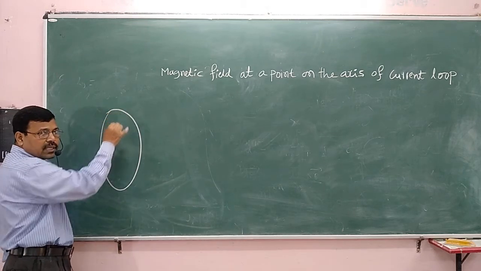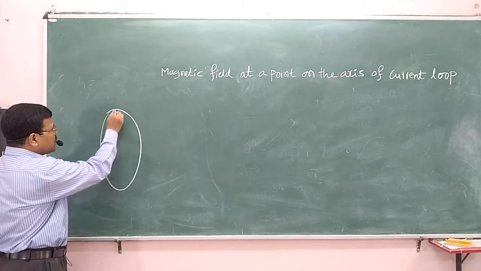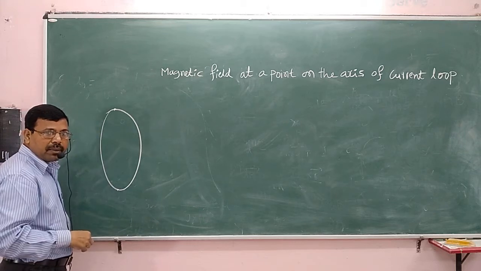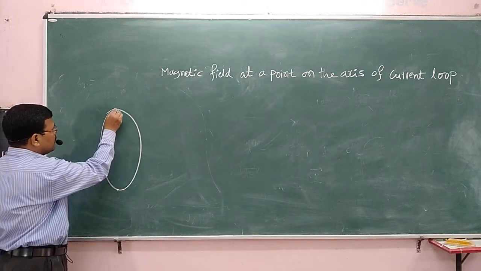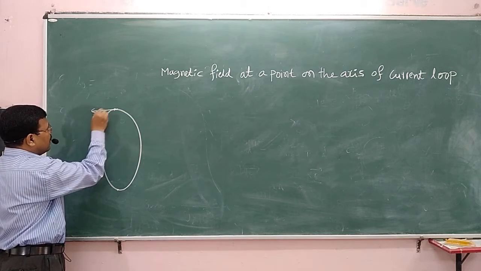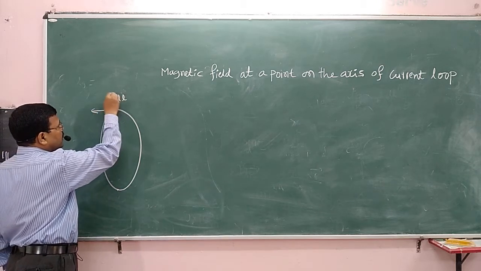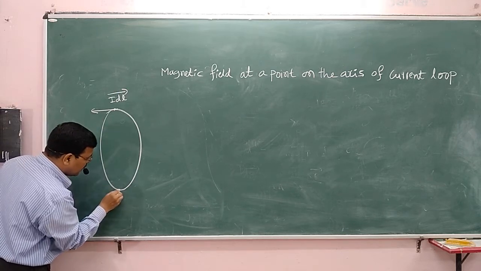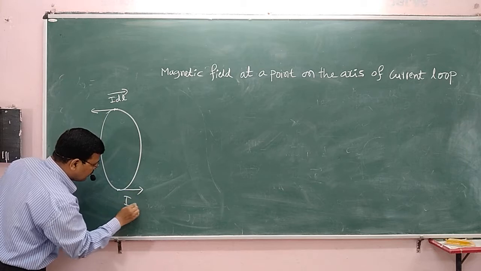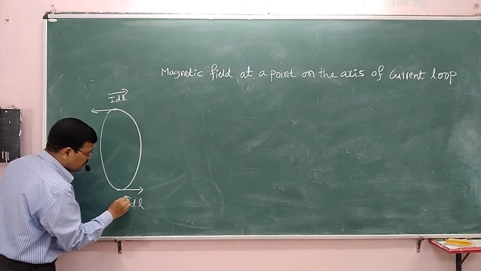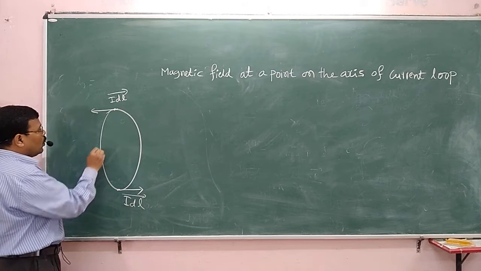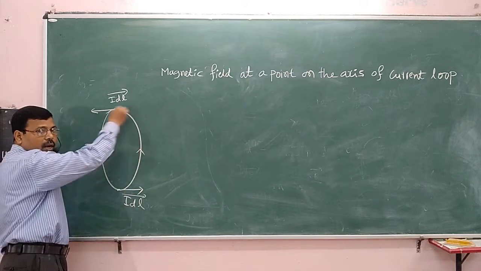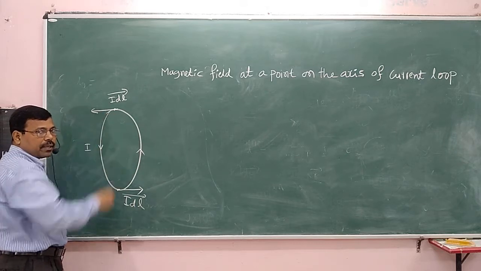on which let us consider two current elements here and here at two diametrically opposite points. Here is a current element, which is a vector quantity, shown along the direction of the tangent. Here is also a current element. Okay, this is the direction of current in the coil, that is anti-clockwise.